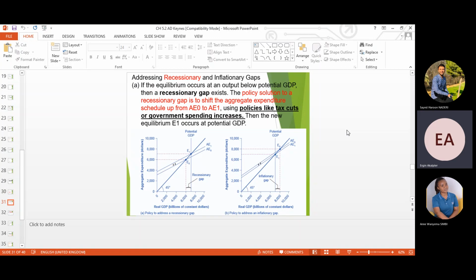As it is given in the graph here, addressing the recessionary and the inflationary gap, in graph A on the left side, if the equilibrium occurs at an output below potential GDP, then the recessionary gap exists. The policy solution to a recessionary gap is to shift the aggregate expenditure schedule up from aggregate expenditure 0 to aggregate expenditure 1. This will then be a helping hand for solving this problem, isn't it? Then you will have no problem, because if you shift this aggregate expenditure to the higher level, this will satisfy this potential GDP and you will then solve this problem. The recession is then overcome, isn't it?